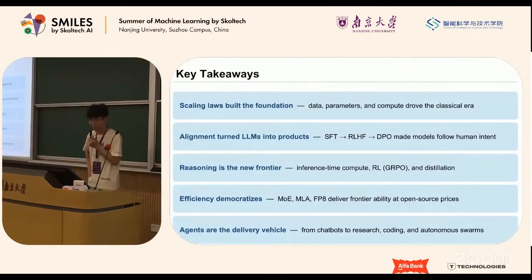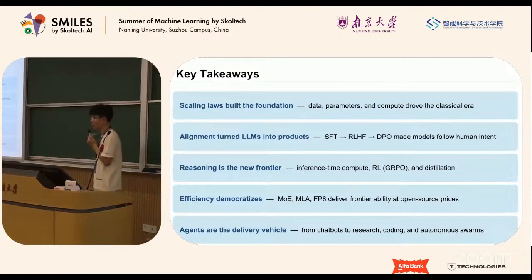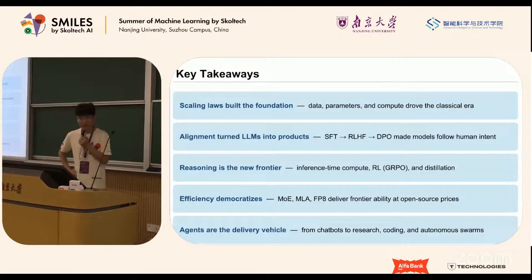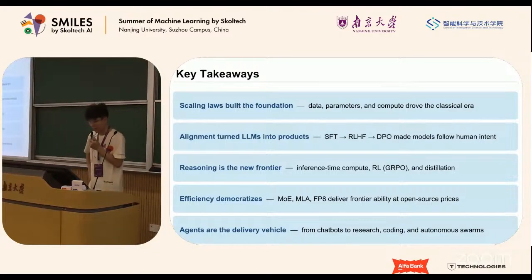To summarize our key takeaways today: first, scaling laws establish the foundations of the classical LLM era. Second, alignment techniques such as SFT, RLHF, and DPO have turned raw models into useful products and applications. Third, reasoning is a currently important topic driven by inference-time compute and algorithms such as PPO, and many recent distillation methods such as on-policy distillation. And fourth, architectural optimizations like MoE and MLA have made these models highly cost efficient.